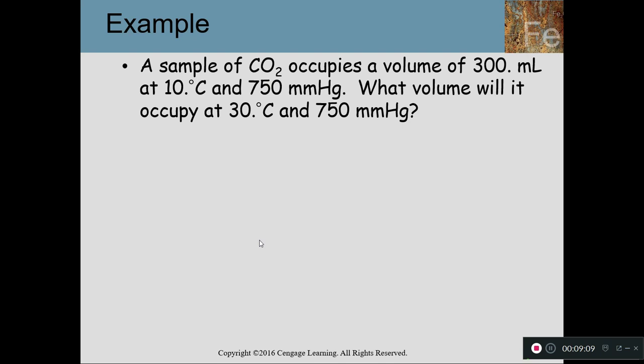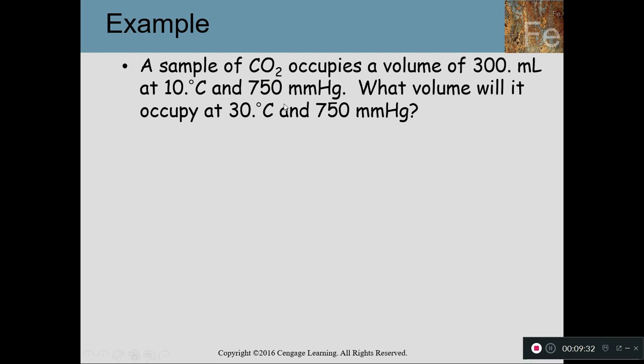An example of carbon dioxide. It's in a container at 300 milliliters at 10 degrees Celsius and 750 millimeters of mercury. The question is, what is the volume going to be at 30 degrees Celsius at 750 millimeters of mercury? Well, I like this problem because it is kind of tricky. It has a trick to it.